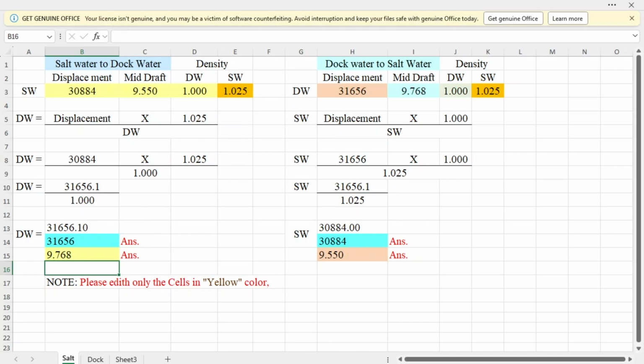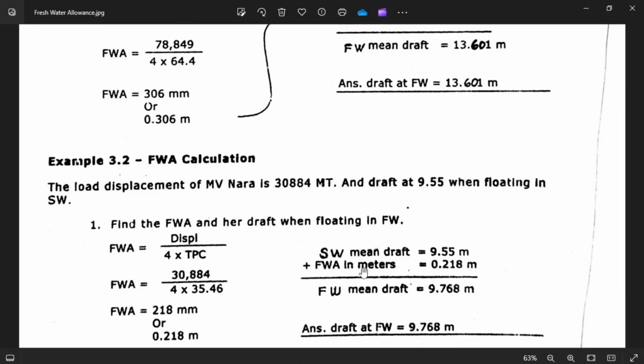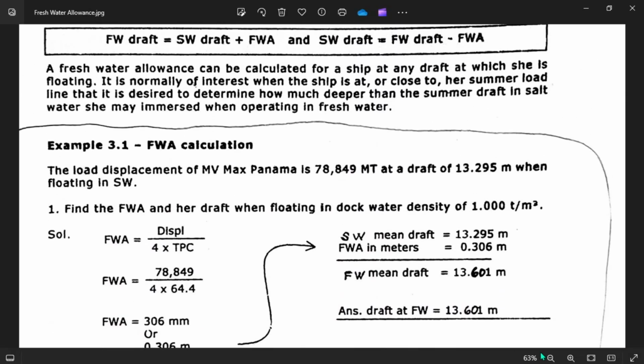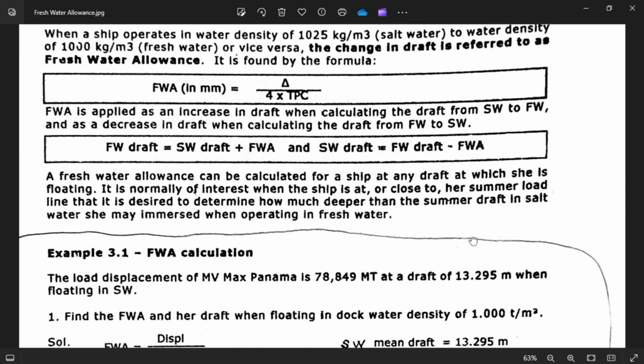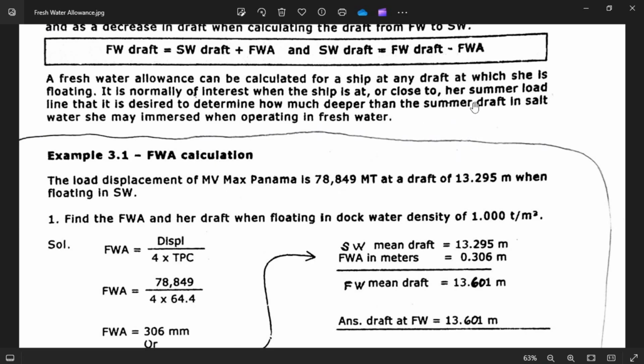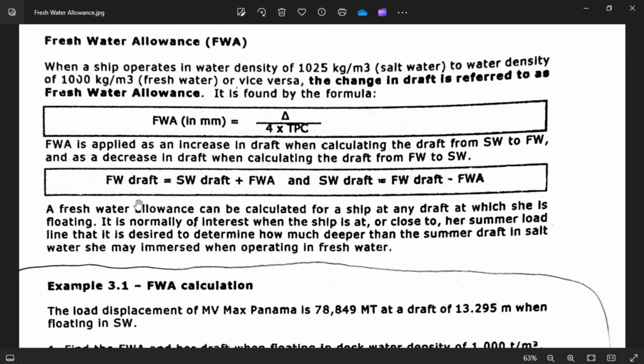That's it, guys. So you have the formula on how to get the freshwater calculation. Just remember, from saltwater to freshwater, you add the freshwater allowance to the saltwater draft, meaning you're going to sink. The tendency of the vessel is to sink, so you add your freshwater allowance.